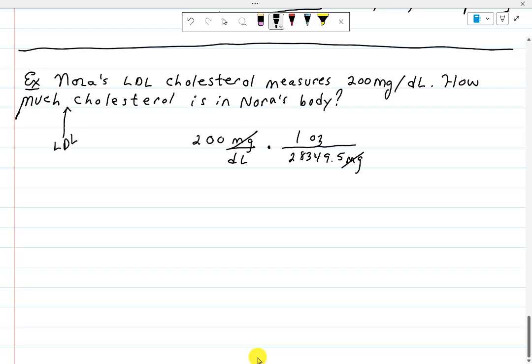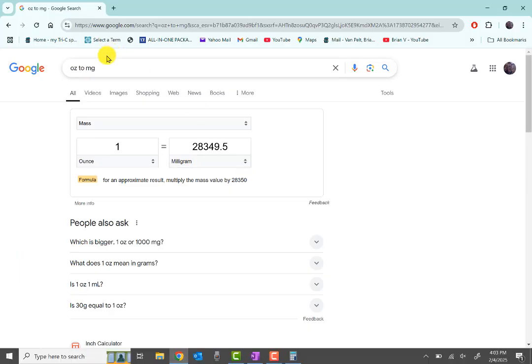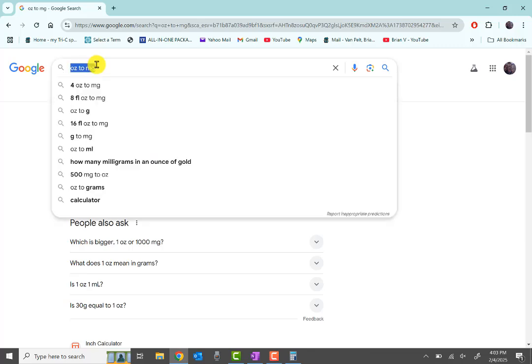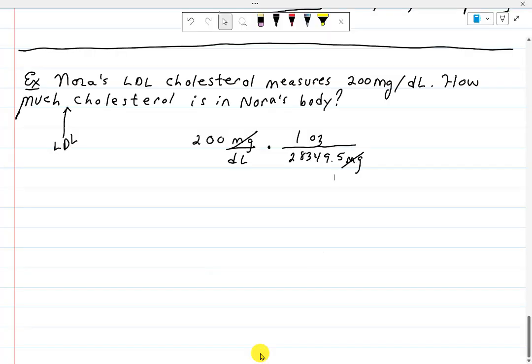Let's divide here. Now, one of the things you can do, I'm going to show you something here. Right now, I'm in ounces per deciliter. I would like to change the deciliter to pints. I think we know how many pints of blood people have. I'm usually told women have about 7 pints of blood. So maybe we can go deciliter to pints. Let's try that. So let's try pints to deciliters. So 1 pint is 4.73176.